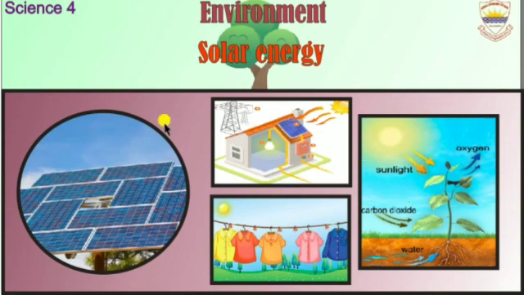Why do we use solar energy? We use solar energy to generate electricity from solar panels. We use solar energy to dry our clothes. And plants use solar energy for the process of photosynthesis. Well done.